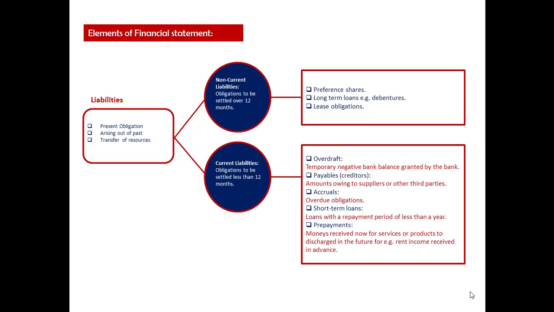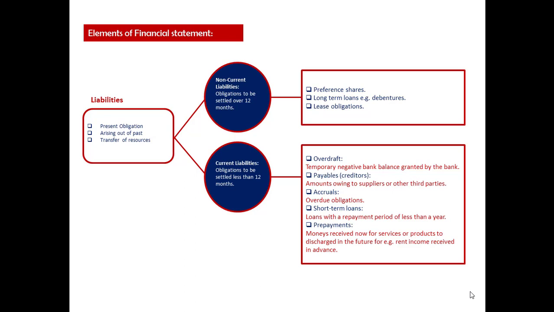Let's take one example and pass it through this criteria and see if it will pass. We'll look at payables, creditors. It's a present obligation because you owe them an amount of money or a duty. It arose out of the past because you probably bought something from them on credit. Now, a transfer of resources means that when you finally get to settle the payable, it will lead to either money going out or another asset going out to settle it.